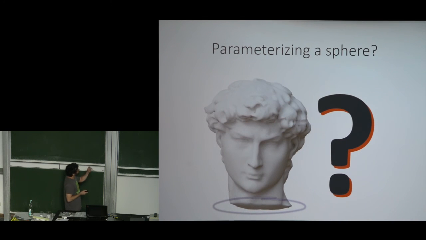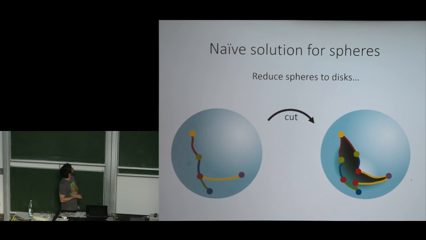But what happens if I actually close the bottom of David's neck? Now we have a topological sphere, and we want to parameterize the sphere. So how do we do that? Well, clearly, we cannot just map it as is, because you cannot map something of sphere topology into the plane. You cannot induce a homeomorphism that way. So we need to cut it open or something like that before we map it.